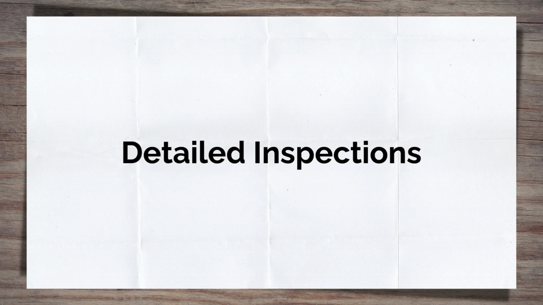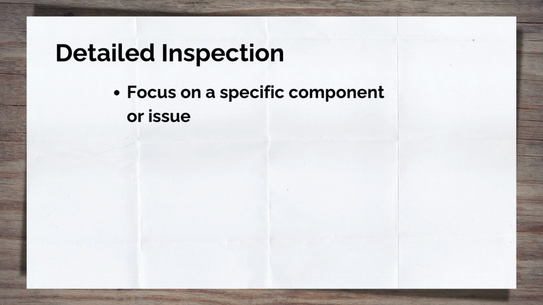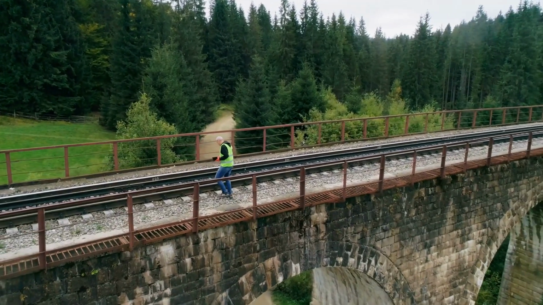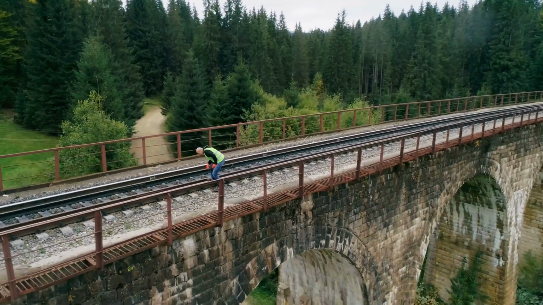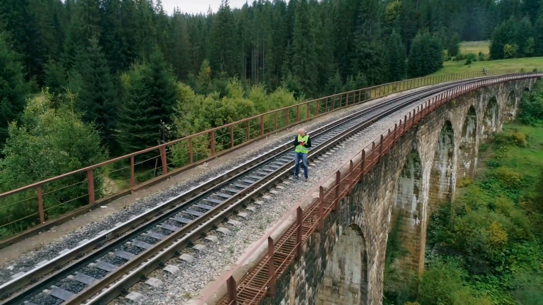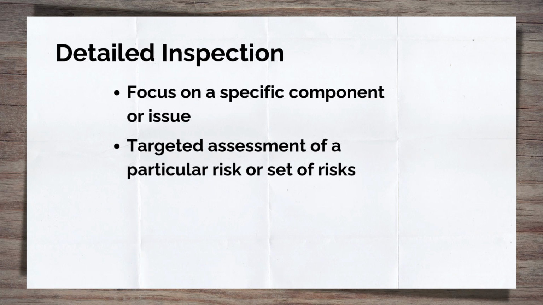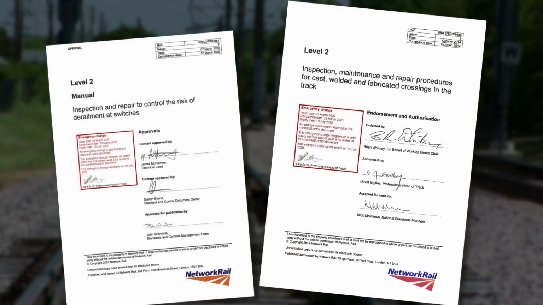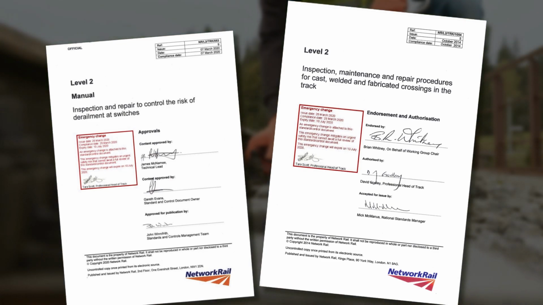Detailed inspections. As the name suggests, these inspections are a lot more in-depth and thorough. A detailed inspection will be focused on a specific component, such as a crossing or switch in a junction, or on a specific issue, such as the gauge through a junction, or a repeat twist geometry fault site. Another way to think of a detailed inspection is a targeted assessment of a particular risk or set of risks. For example, in the UK, the 053 inspection addresses the derailment hazards associated with switches, while the 054 inspection checks crossings for wear and damage.